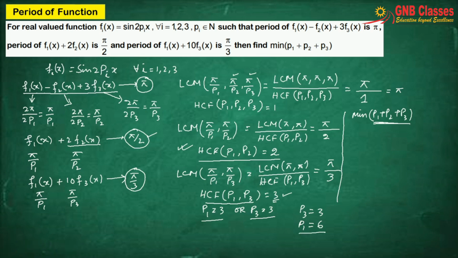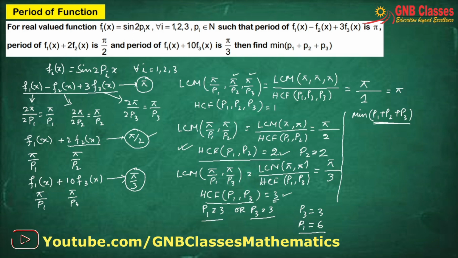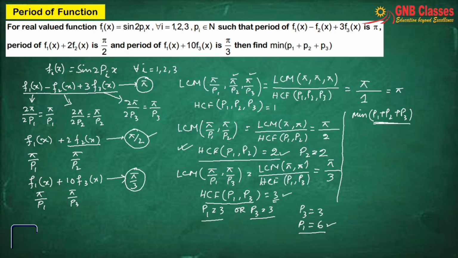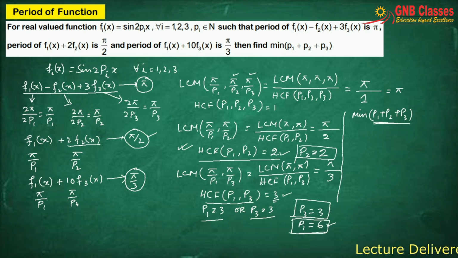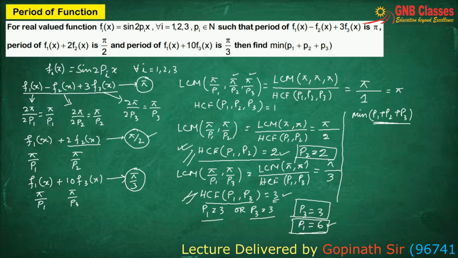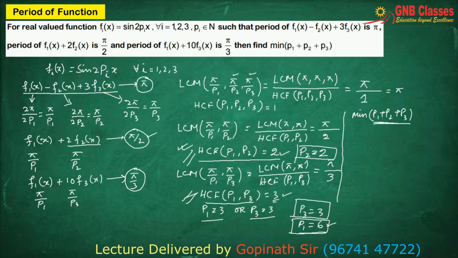Now you see, HCF of P1 and P2 is 2 because in this case your P2 will be 2, and as we got from here, P1 is 6. So HCF of 2 and 6 is nothing but 2. Is it clear? So your P2 will be 2, P3 will be 3 and P1 will be 6. Is it clear? Then this condition and this condition are satisfied with the least values of P1, P2 and P3.